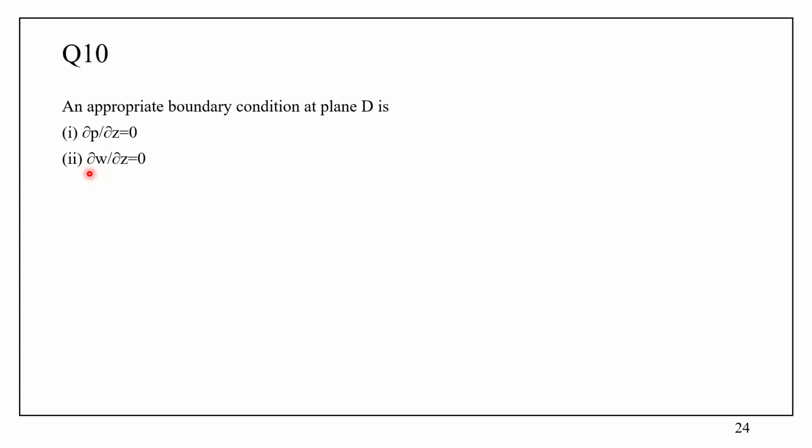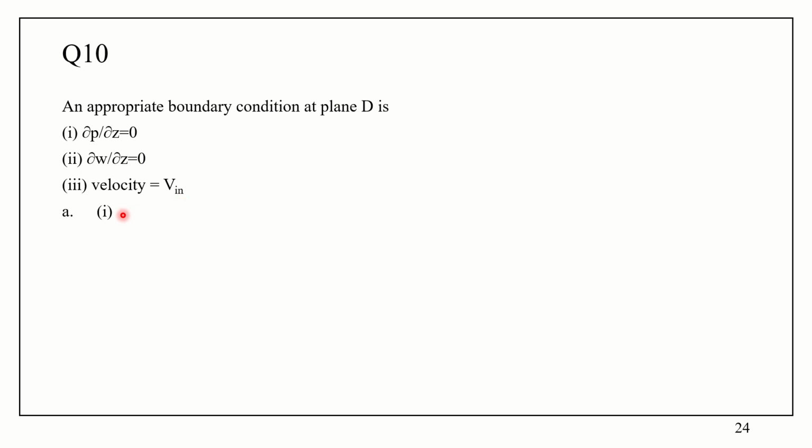In question 10 actually, an appropriate boundary condition at plane D is dash. Option A, ∂P/∂Z equal to 0. Second one, ∂W/∂Z equal to 0. Third one, velocity equal to velocity inlet.